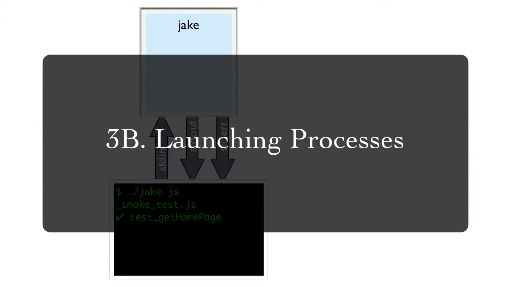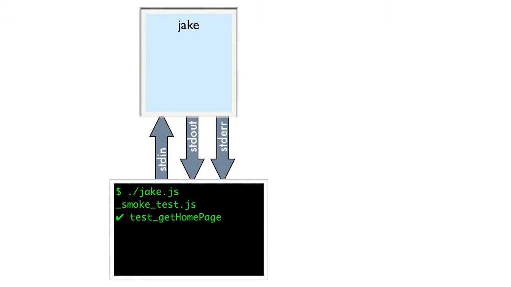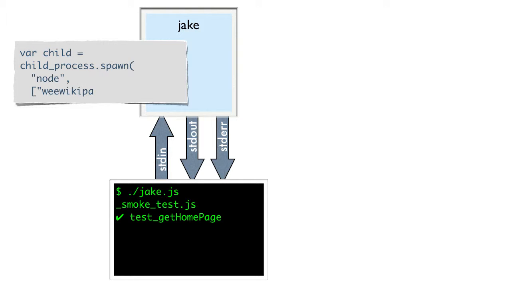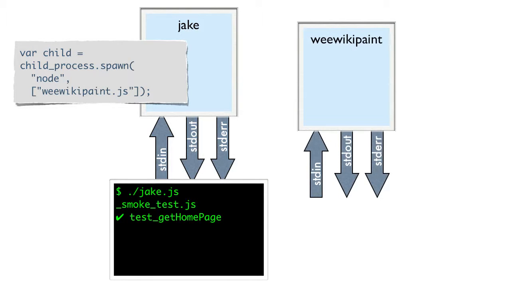In Unix, new processes are created by forking your current process, then execing your new program. Node abstracts away those details. In Node, you launch a new process by calling child_process.spawn. You pass in the name of the command you want to run and an array of command line arguments. Node returns a child object that you can use to interact with the process.